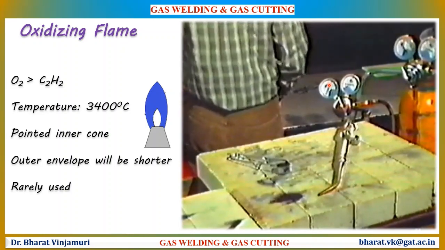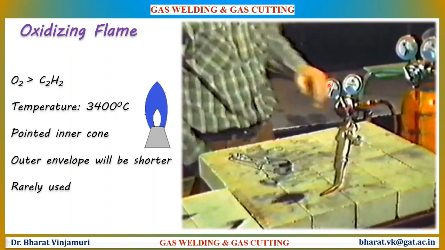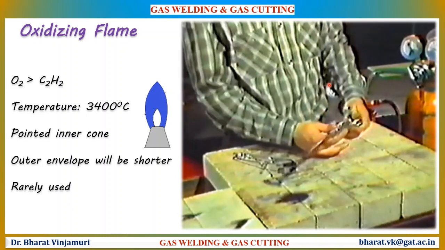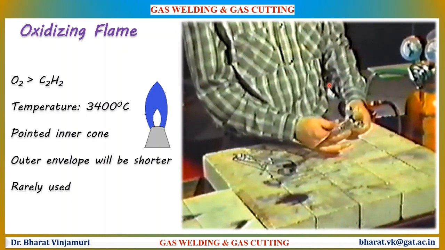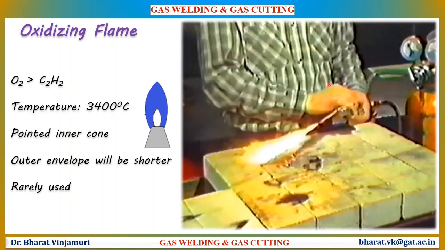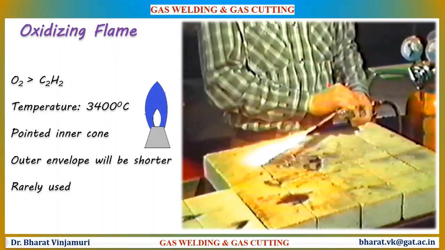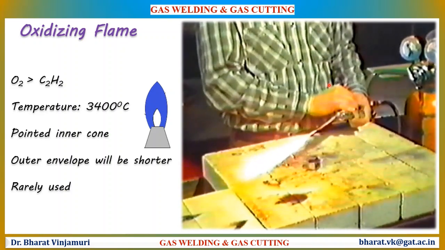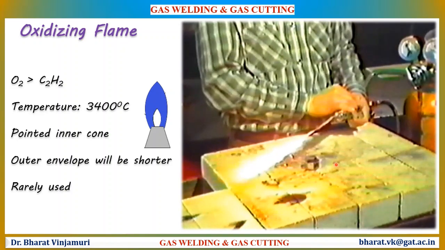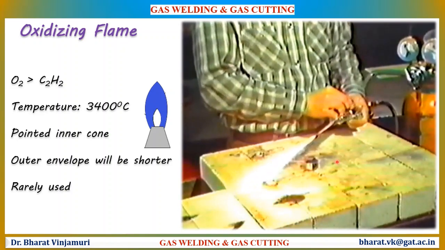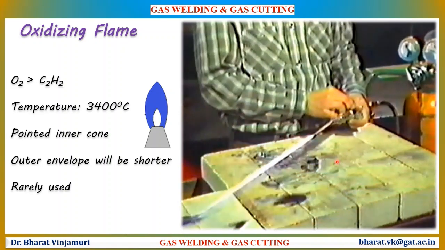To produce the oxidizing flame, the process is same as discussed earlier. Open the acetylene valve and ignite the acetylene. Adjust the acetylene valve to produce smokeless acetylene flame. Now open the oxygen valve slowly to get a neutral flame.